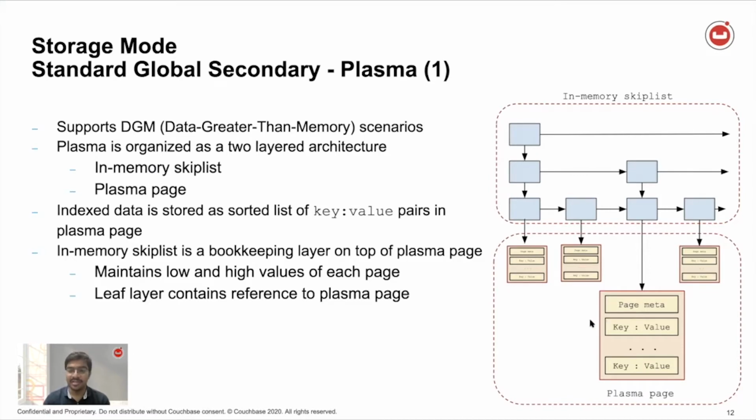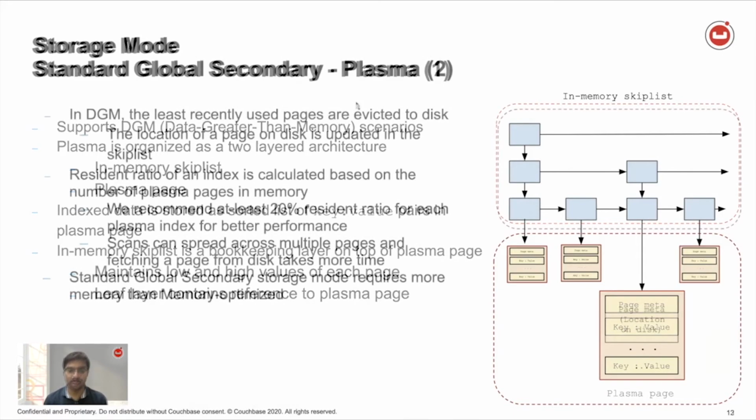The in-memory skip list is built as a bookkeeping layer on top of plasma page, where it maintains the high and low values of each page, and the leaf level nodes of the skip list contain a reference to the plasma page. When a key has to be searched in this plasma instance, first the in-memory skip list is traversed to identify the plasma page that could possibly contain the key, and then the sorted list of key value pairs is searched in plasma page for a match.